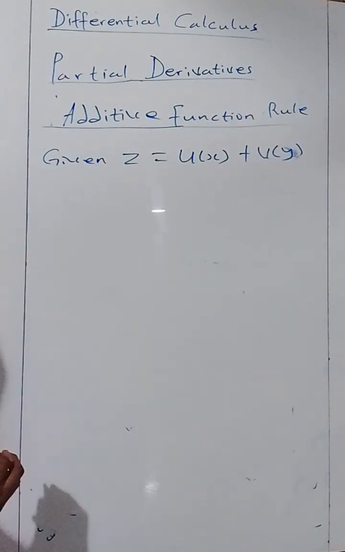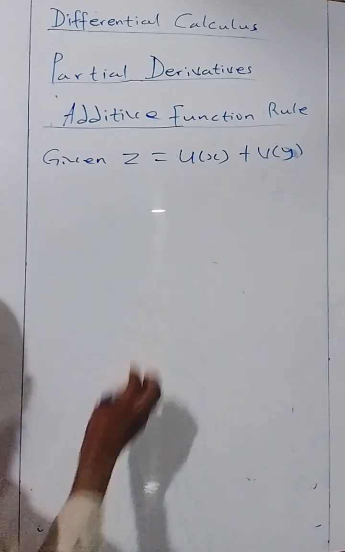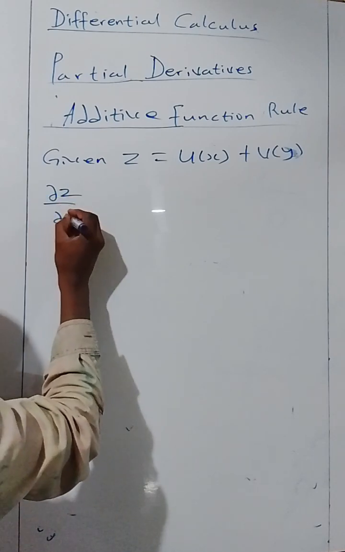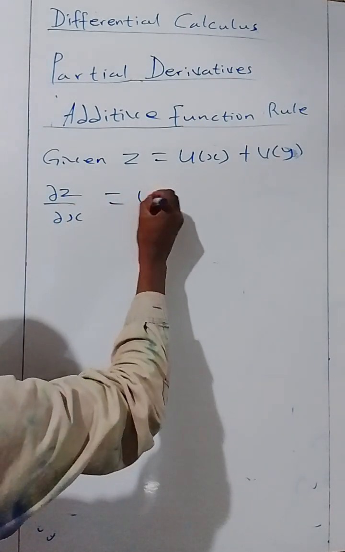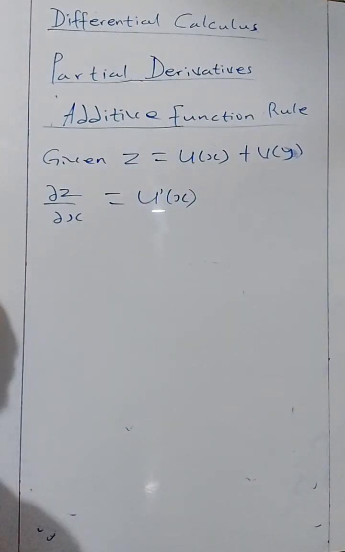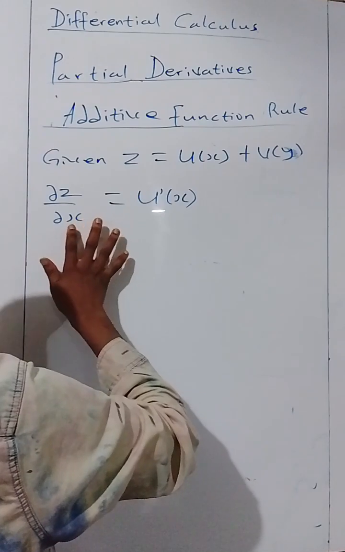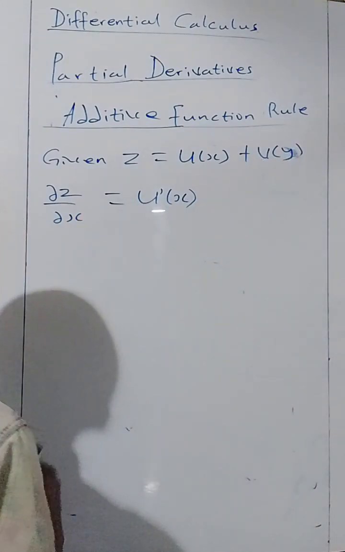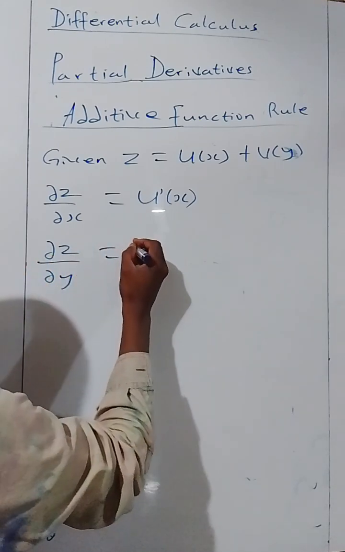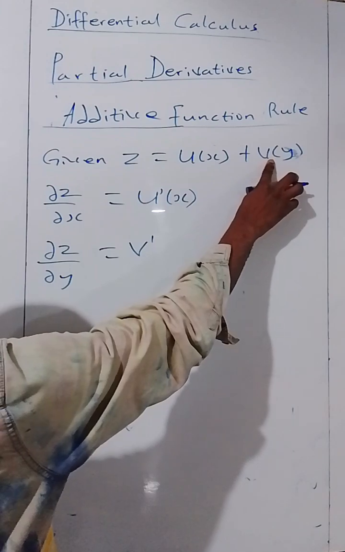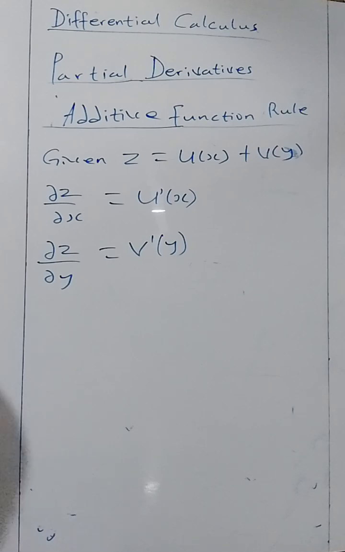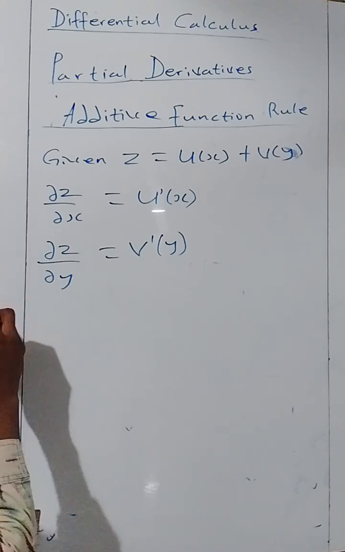If you are to find the partial derivative of z with respect to x, how do you find that? The rule says that the partial derivative of z with respect to x is simply equal to the partial derivative of the function that has the relevant variable. The one that does not have the variable you are differentiating with respect to, you ignore. Also, the partial derivative of z with respect to y will be equal to the derivative of the function that has the relevant variable. You differentiate it.